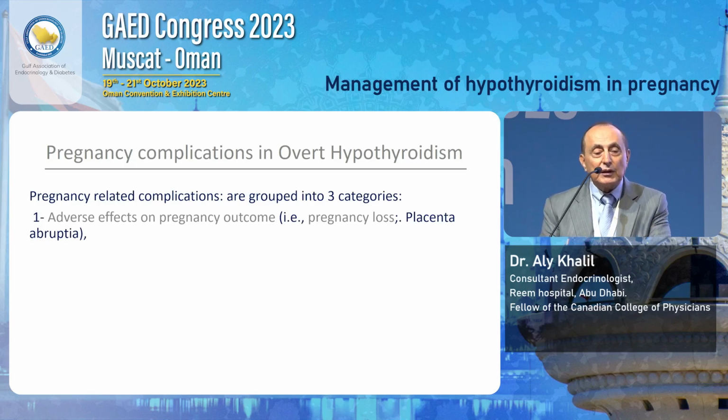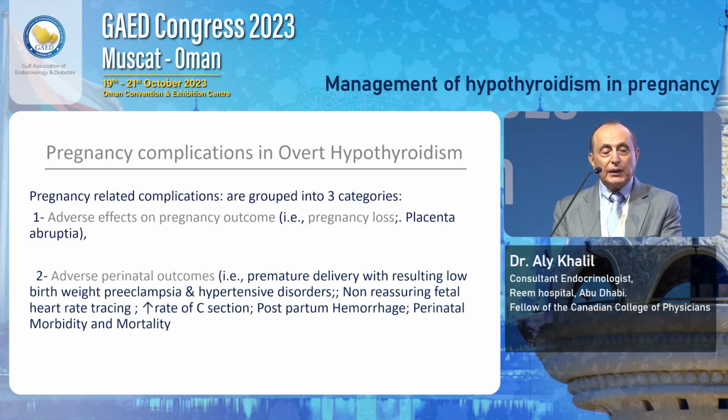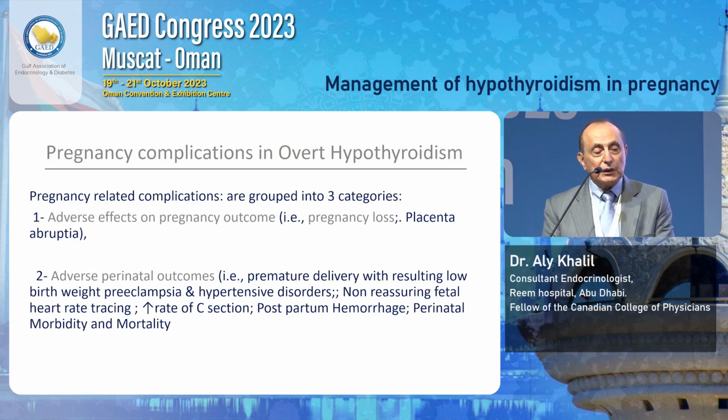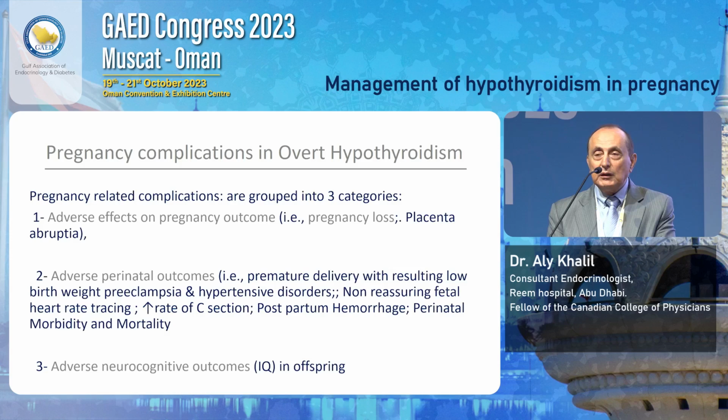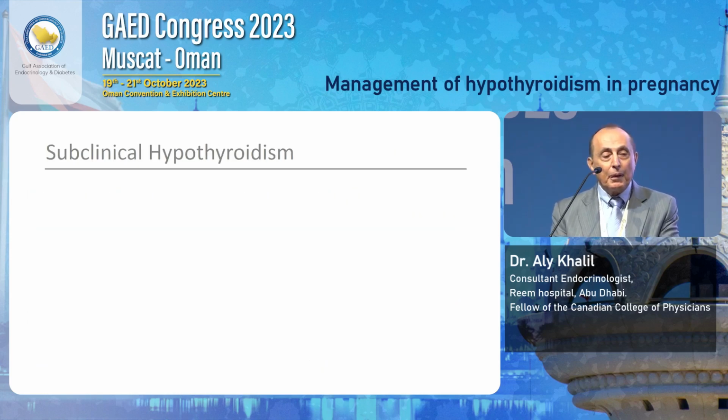I have to go a little bit fast. Pregnancy loss, placental abruption, premature delivery with resulting low birth weight, preeclampsia, hypertensive disorders, non-reassuring fetal heart rate, increased rate of C-section, all those really mentioned. And finally, the most worrisome is the adverse neurocognitive outcome in offspring, measured in the form of IQ.